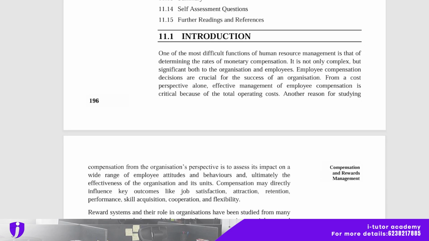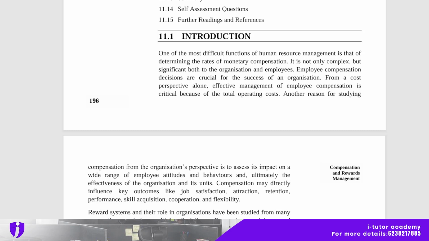One of the most difficult functions of human resource management is that of determining the rates of monetary compensation. It is not only complex but significant both to the organization and employees. Employee compensation decisions are crucial for the success of an organization. From a cost perspective alone, effective management of employee compensation is critical because of the total operating cost.